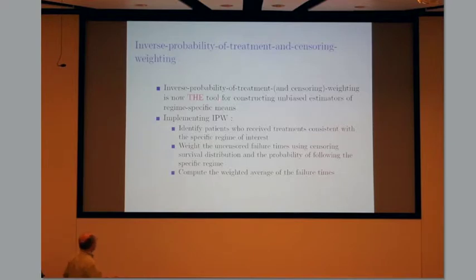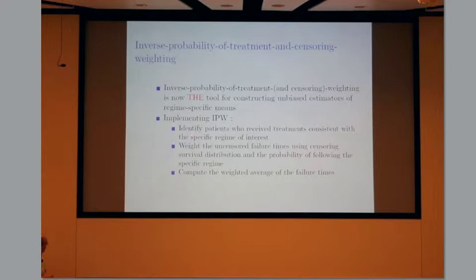Okay, inverse probability of treatment and censoring weighting. The IPTCW method is the tool of choice for constructing unbiased estimators of regime-specific means. This is what is used for the most part in dynamic treatment regimes. G-estimation, however, is making a big comeback. And now I tend to use G-estimation, and so does one of the leaders in the field, named Miguel Hernan, because we both think it works better. But we used IPTW, or here the C is missing.